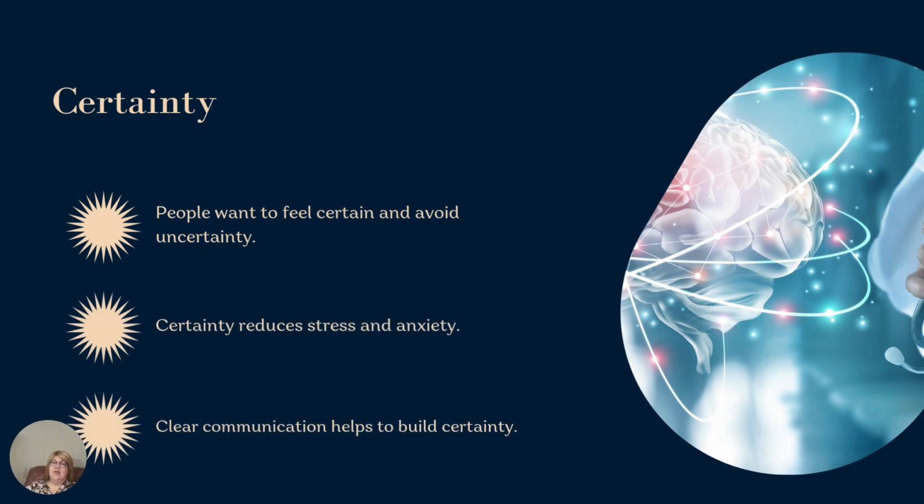So the next letter in the acronym is C for certainty. Now remember, you're going to have a quiz on all 5 components of the SCARF model, a little bit of a multiple choice quiz, so listen carefully. Certainty. People want to feel certain and avoid uncertainty. There's nothing worse than going to work and wondering what you're supposed to be doing, if you're supposed to be doing a job. Are you going to get fired?